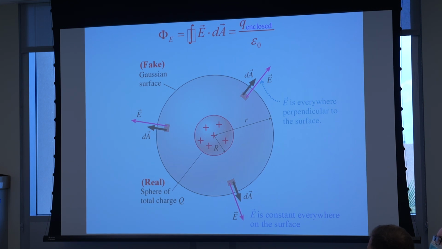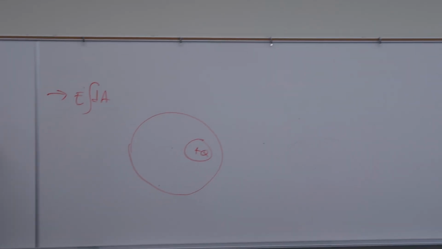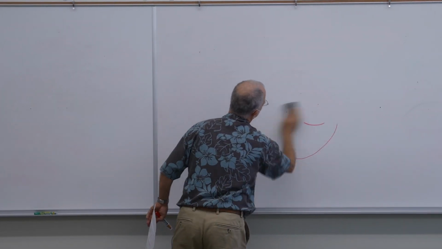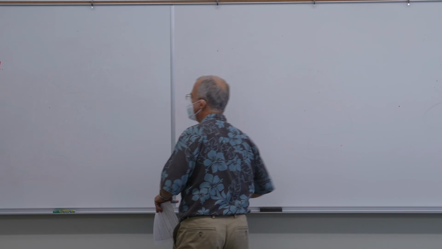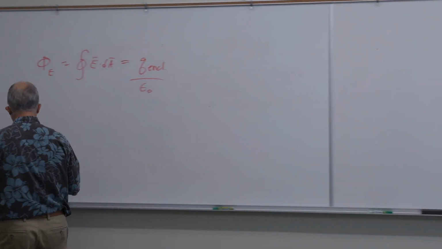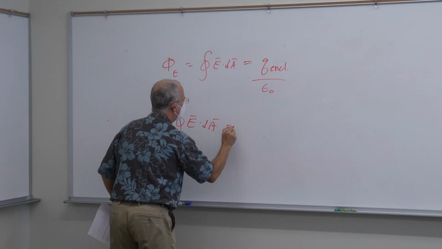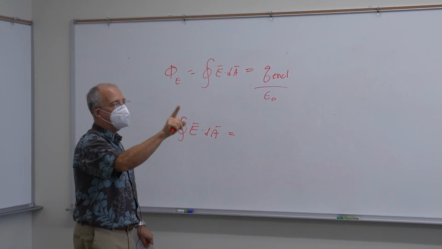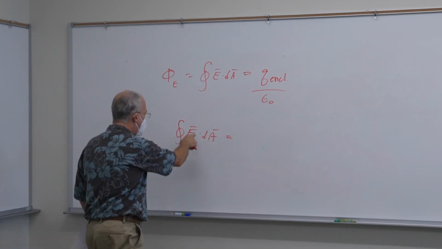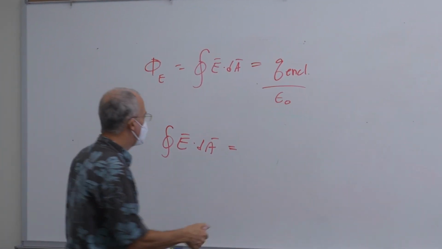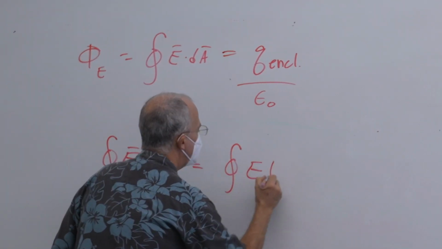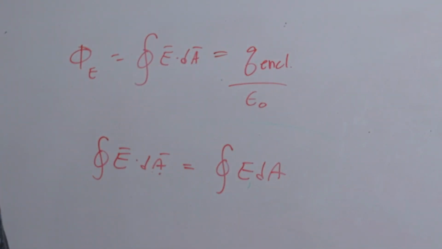All right. That is the key. Now, are you ready to see how to integrate without integrating? I know you've all been waiting to see how to do that. Okay, here we go. So integral E dot dA. We've chosen our surface so that E is parallel to dA. So goodbye dot product, right? So now we have E dA. Everybody okay with the first step?